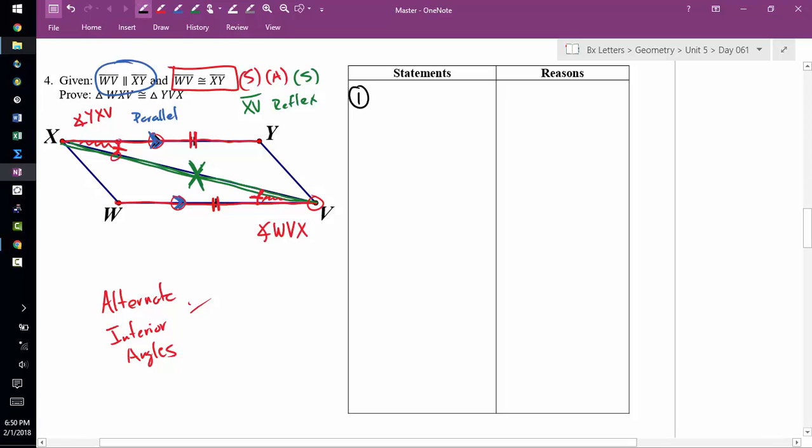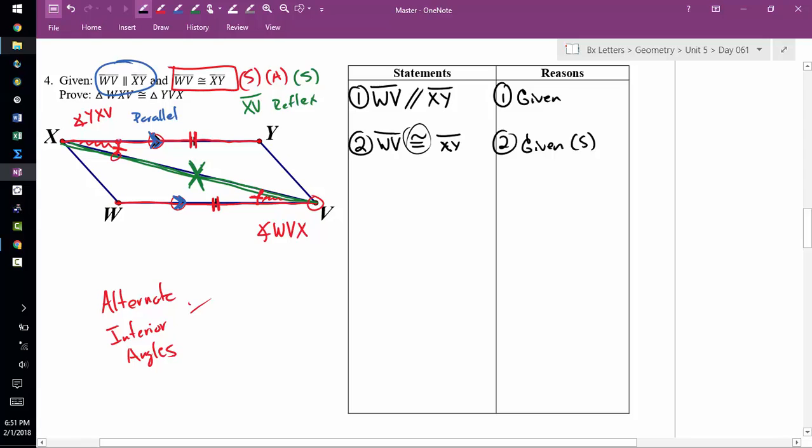And I'll start with the givens. I'll start with WV is parallel to XY. How do I know that? Well, that's given. And I'll follow my own rule. WV is congruent to XY. How do I know that? Well, that's given. And that is a side fact because it has that congruent symbol. This is not a congruent symbol. It doesn't count.